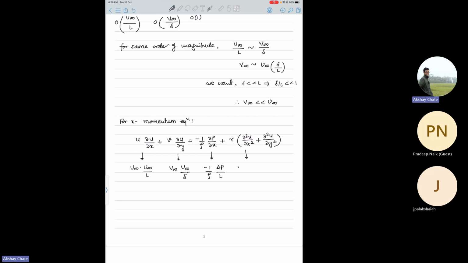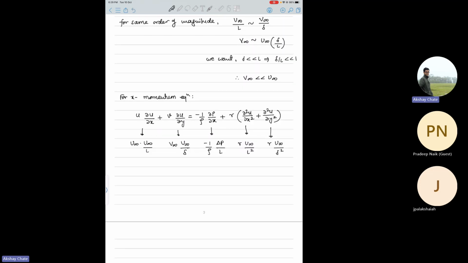Here, the first term becomes kinematic viscosity into u infinity by L square. And the second term becomes kinematic viscosity u infinity by y square, which is delta square. In second derivatives, you only take the square of the length scale. The quantity which is being differentiated twice should be taken once, but it is differentiated twice, right? So the denominator should be the square. Now you have these 5 quantities, so you can draw a lot of conclusions from here.